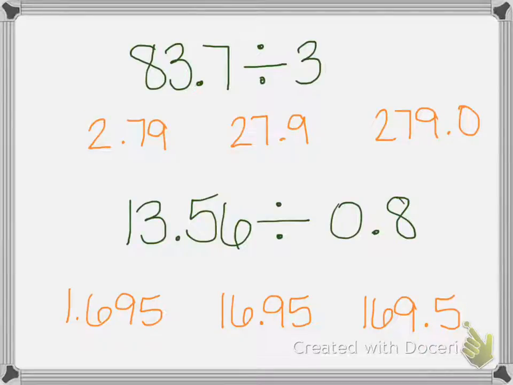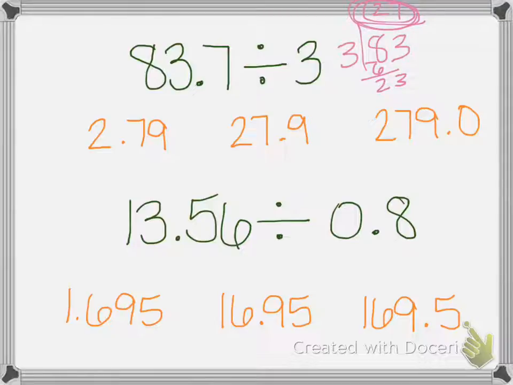Number 1 says estimate the quotient for each problem, then circle the most reasonable answer. So for the first one, 83 and 7/10 divided by 3. If I were going to ignore the decimal and say how many times 3 goes into 83, 3 goes into 8 2 times. 3 goes into 23 7 times. So I would say it goes in about 27 times.